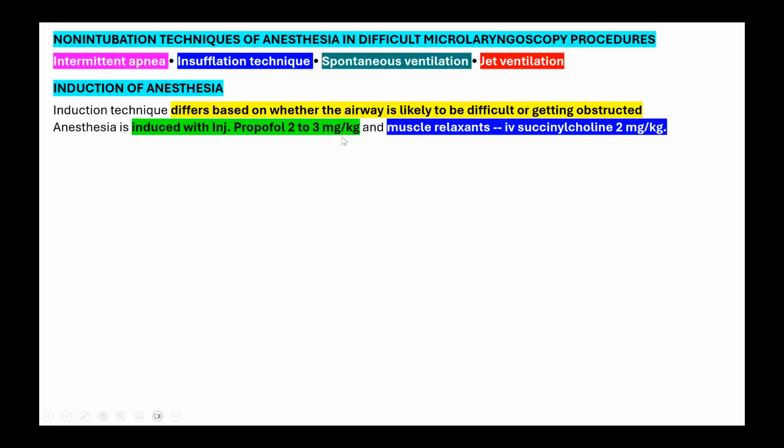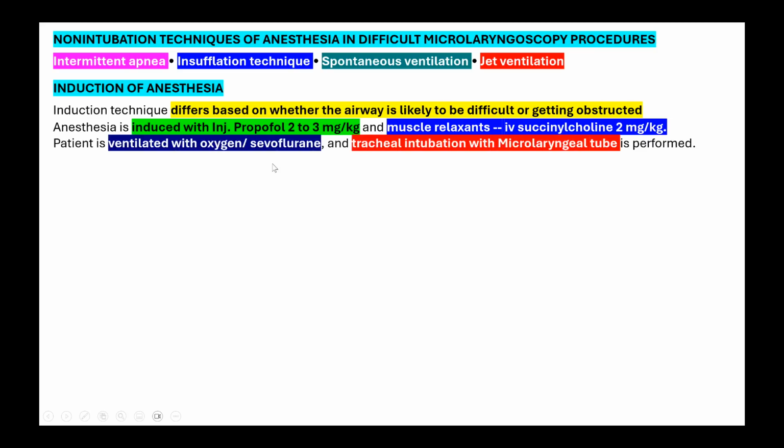Then give propofol 2 to 3 milligram per kg, and you can give a muscle relaxant like IV succinylcholine 2 milligram per kg. And then you continue to ventilate the patient with inhalation agents like oxygen and sevoflurane. And in case you plan to do a tracheal intubation, you do it with a microlaryngeal tube.